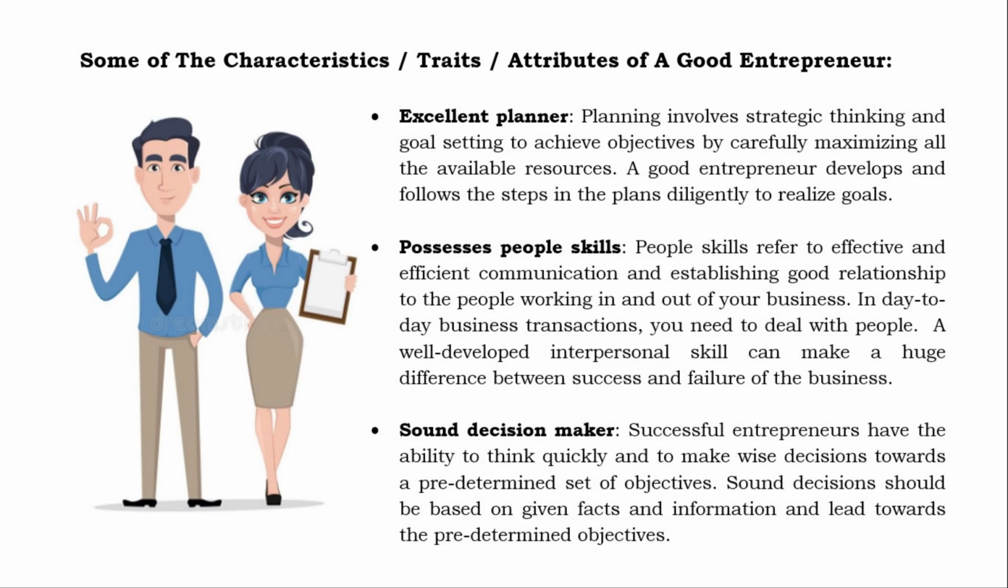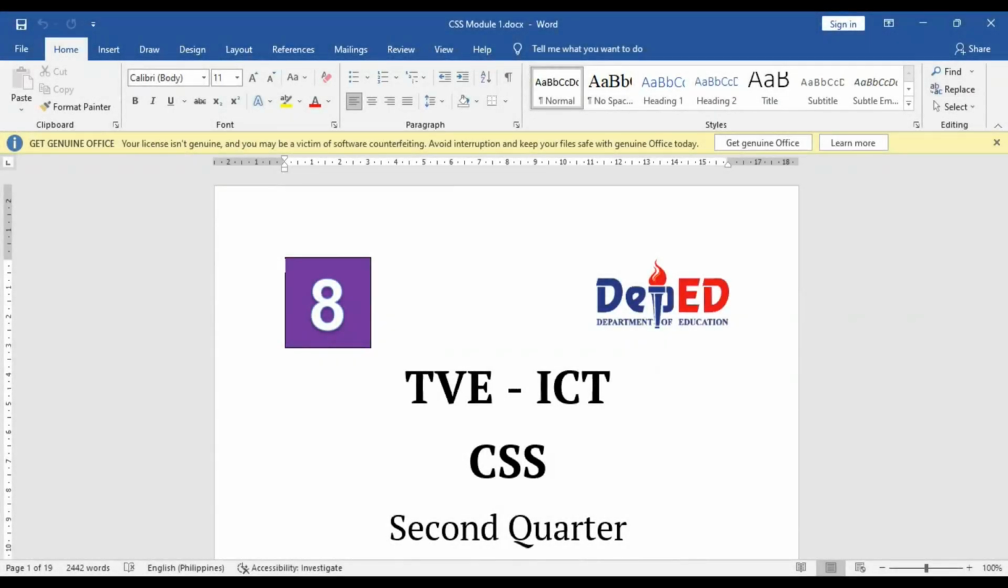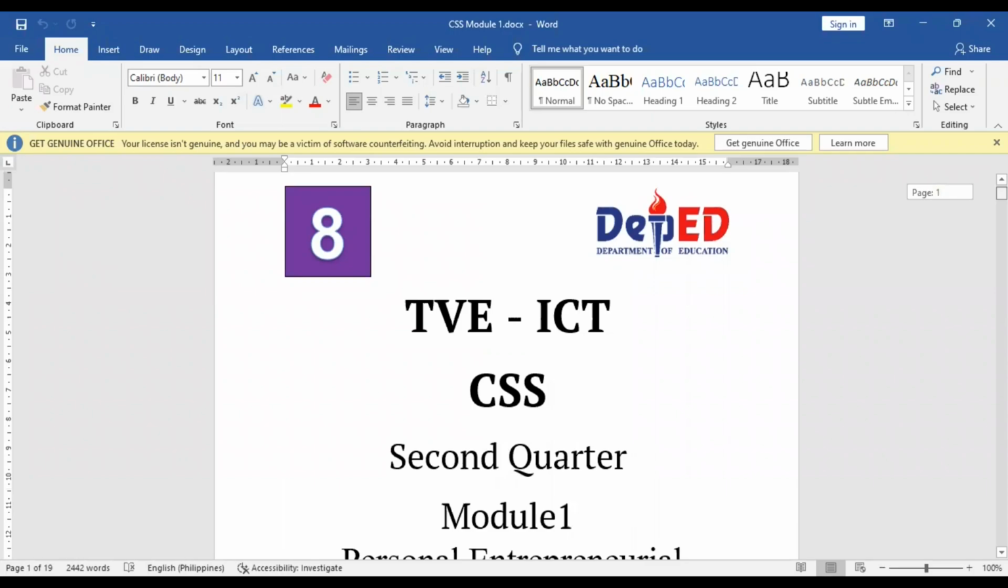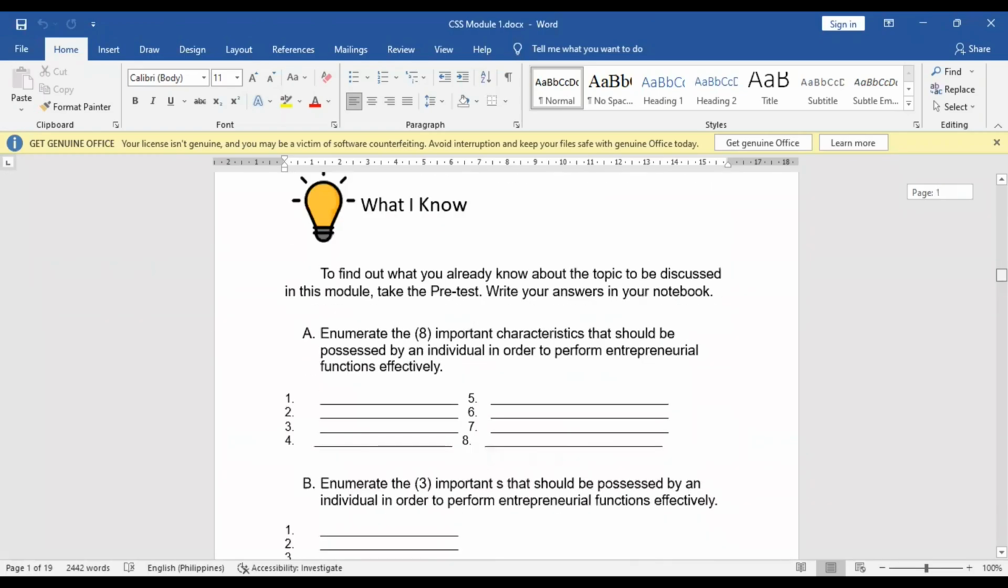Nga na siya, dapat sound decision maker ka. So after discussing the main lesson, let's check the actual contents of the module. So this is the module for computer system servicing. This is module 1, second quarter. So let's skip the introductory parts. Let's move forward to what's more.